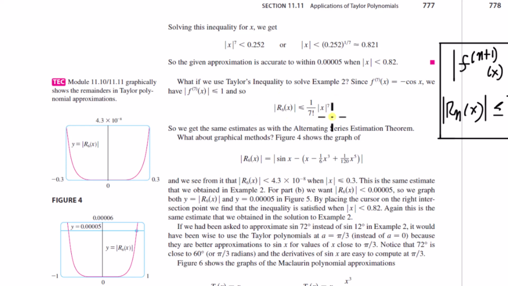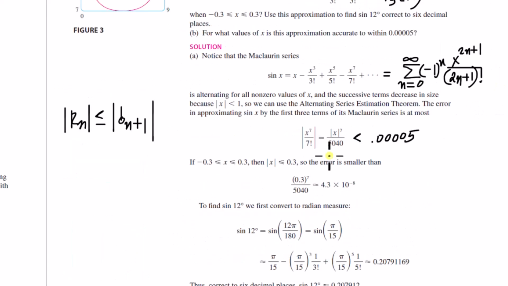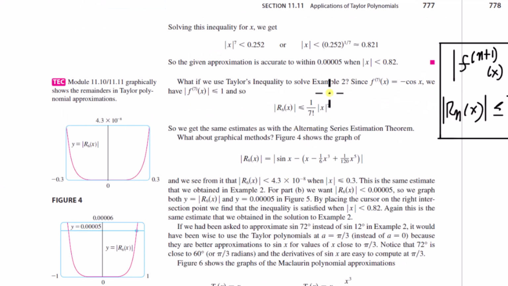And they say that if we compare this to what we got with the alternating series estimation theorem, we got the exact same thing. This is absolute value of x to the 7th over 7 factorial. That was the ceiling on the R sub n. Right? This is the ceiling on the R sub n.